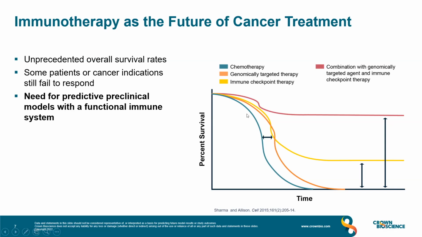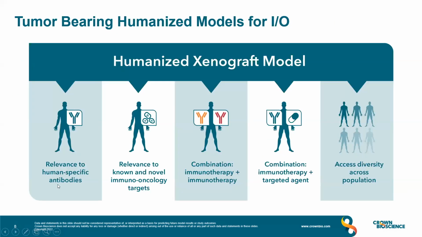And not only in terms of their ability to work independently, but also to work in conjunction with traditional therapies and genomically targeted therapies. And these humanized mouse platforms are especially appealing in evaluating not only single therapies, but combo therapies. And this just kind of illustrates the advantages.